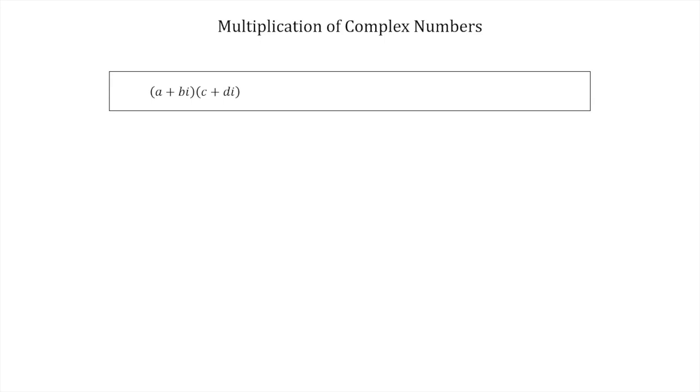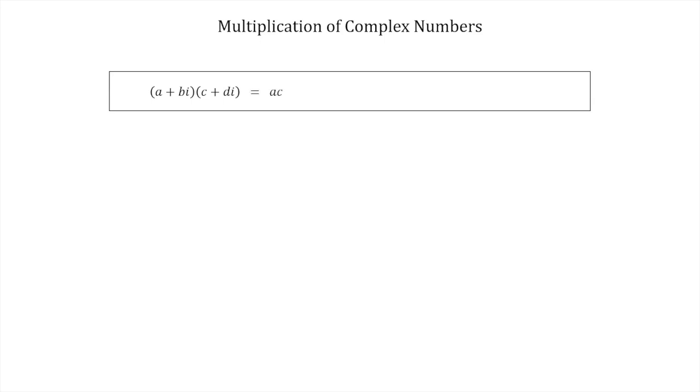So I've got them here in brackets: a plus bi times c plus di. What does this equal? Well, you just do exactly what you would do with real numbers. You may have done this before in algebra when you have something like 2 plus x times 3 plus x, say. If you want to multiply out the brackets, you have to times everything in one bracket by everything in the other bracket. So we just do the same thing here.